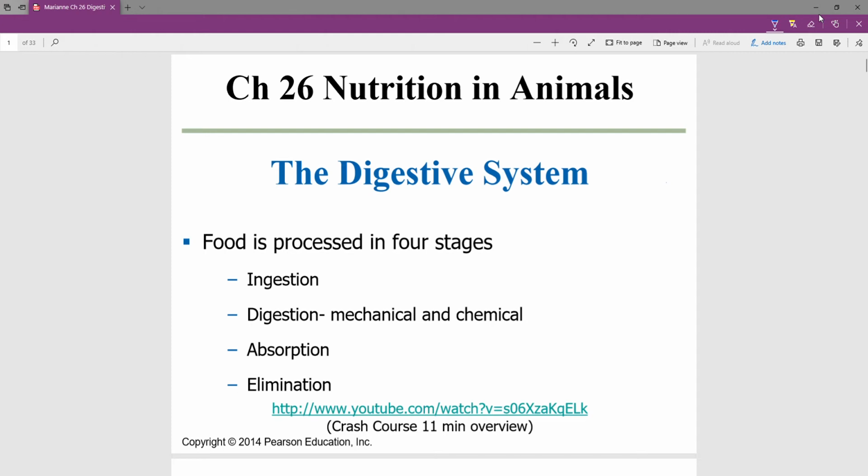So chapter 26 is on nutrition in animals. We're going to focus on the human digestive system. It's the first of the systems that we're going to talk about as we move through this second part of the course. The digestive system is the first of the systems that we're going to look at whose key job is to exchange materials from the outside world to the inside environment of you.